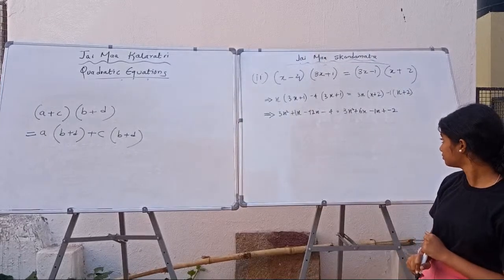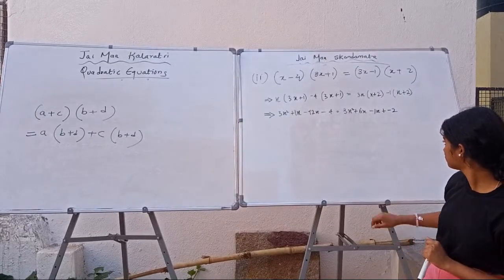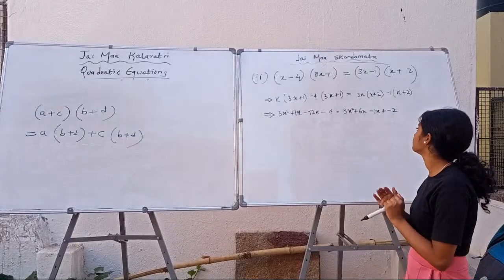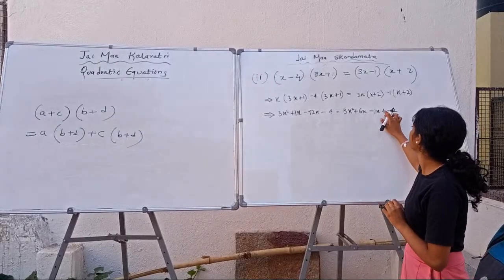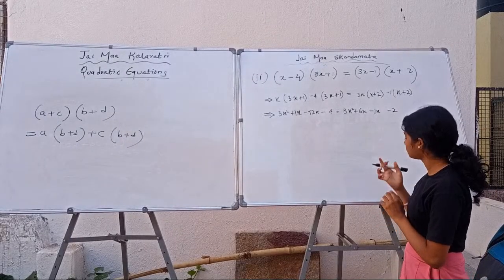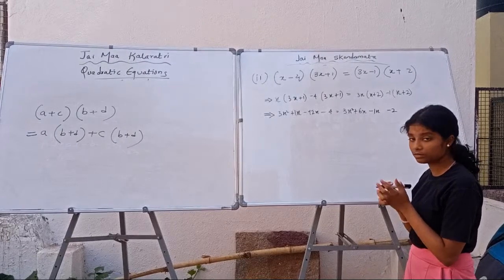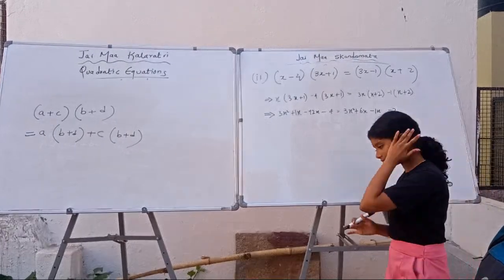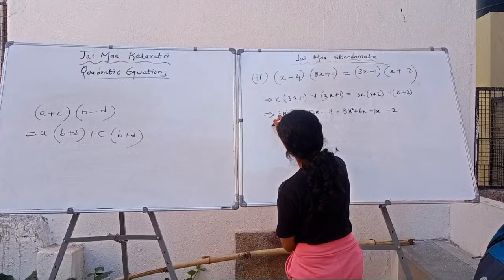Okay. 1x can be written as x also. And minus 2 is okay, not plus minus. Why are you writing plus? See, minus into plus is minus. 1 into 2 is 2. Done. So now what do you do next?